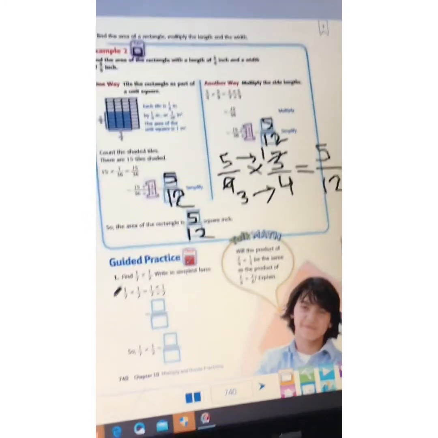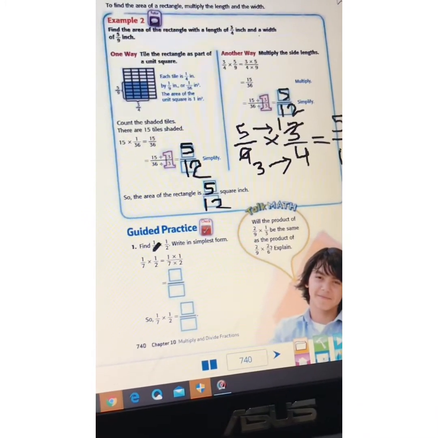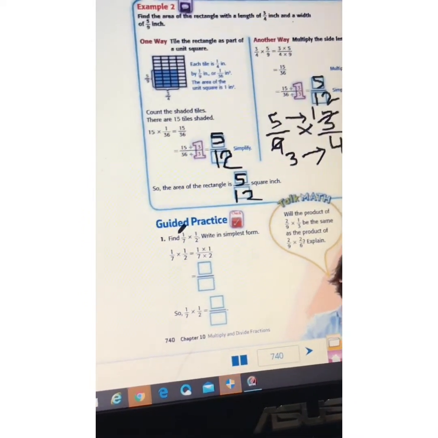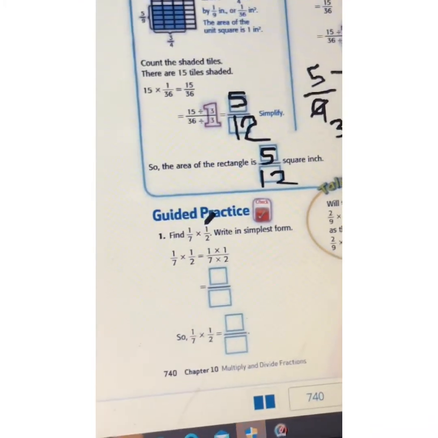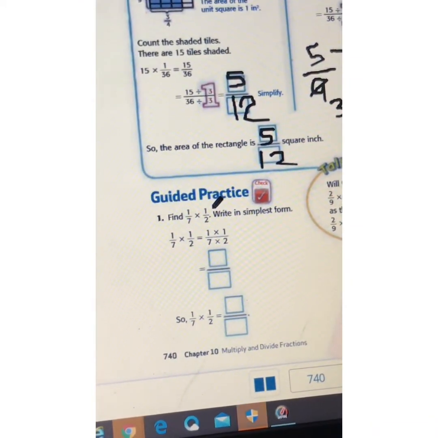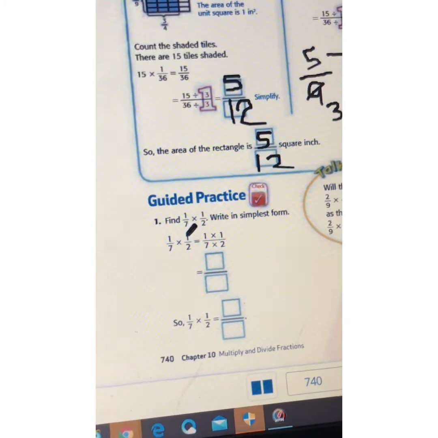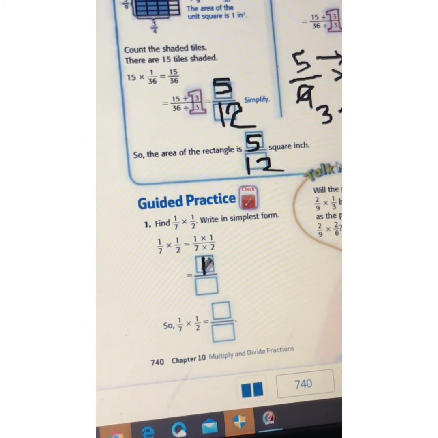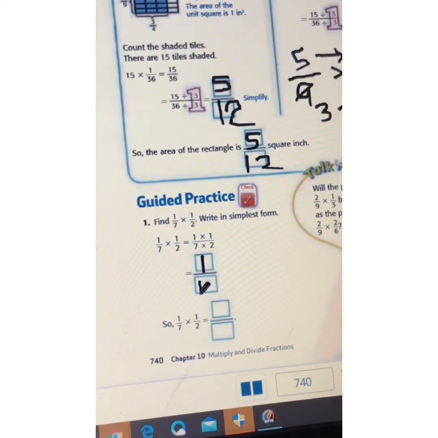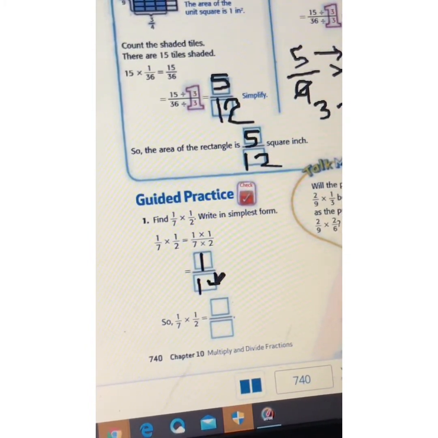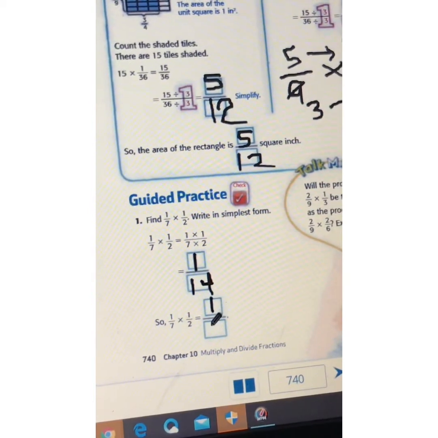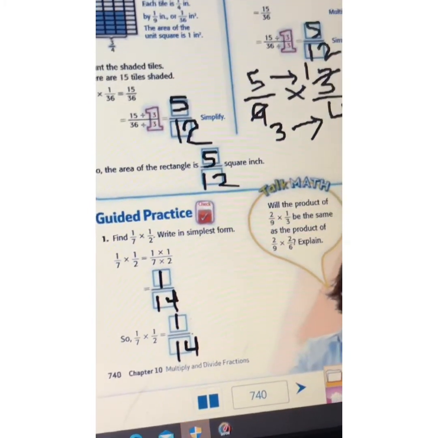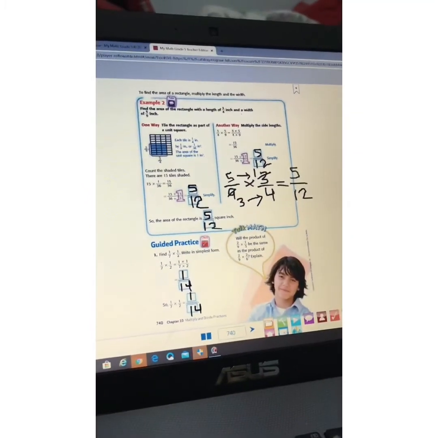Okay, let's have more examples. Let's have this one. 1 over 7 times 1 over 2. In this case, the numerators are both 1, so we cannot simplify anything. They're in simplest form already. But we have to multiply, of course. 1 times 1, that's 1. And 7 times 2, that's 14. Okay, also this one, 1 over 14. Okay, let's go to the next example.